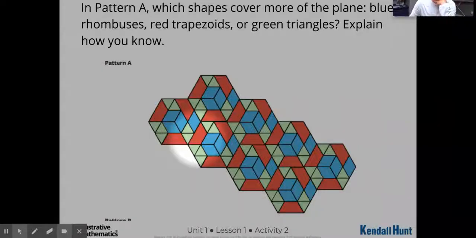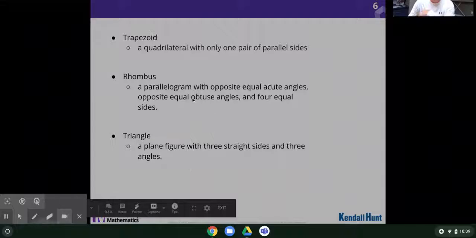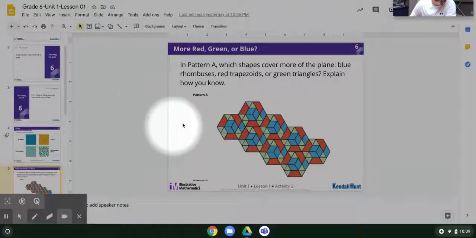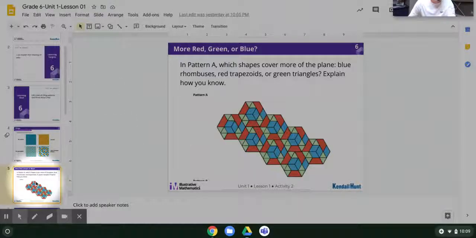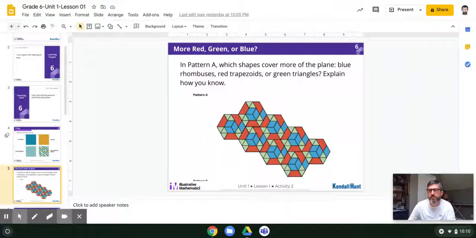So now we're going to look at this pattern. Wow, that's pretty cool, huh? All right, I'm freezing up here. Is your computer screen frozen too, or is it just mine? No, mine's not frozen. All right, here we go.